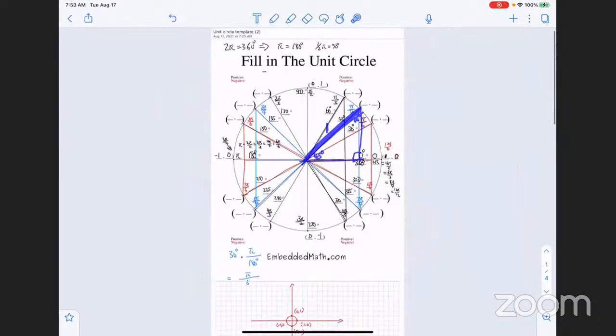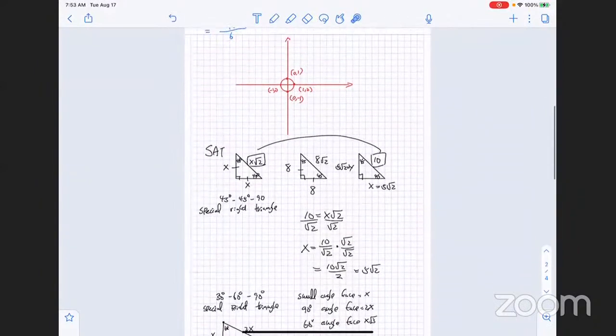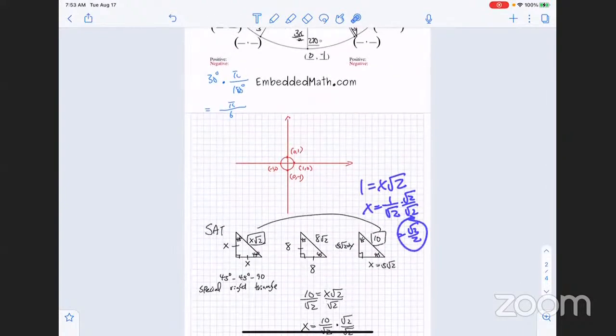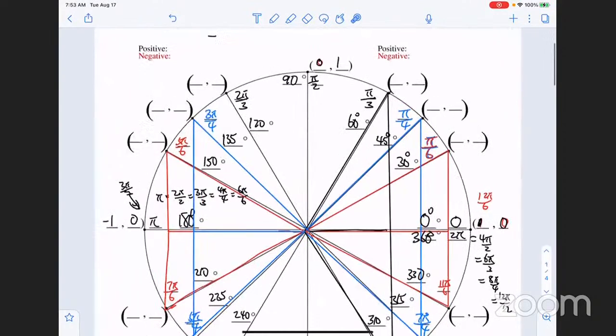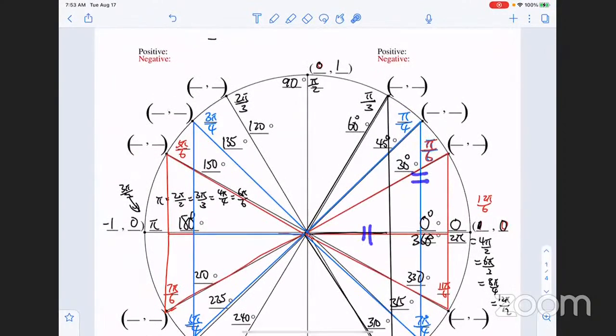So what we're going to do is think about this. If this side is equal to 1, 1 equals x times square root 2, therefore x is equal to 1 over square root 2 if we solve for it. If you rationalize, it's equal to square root 2 over 2. So this part is square root 2 over 2 and square root 2 over 2. So that makes this congruent to this, and that's going to be square root 2 over 2 and square root 2 over 2.